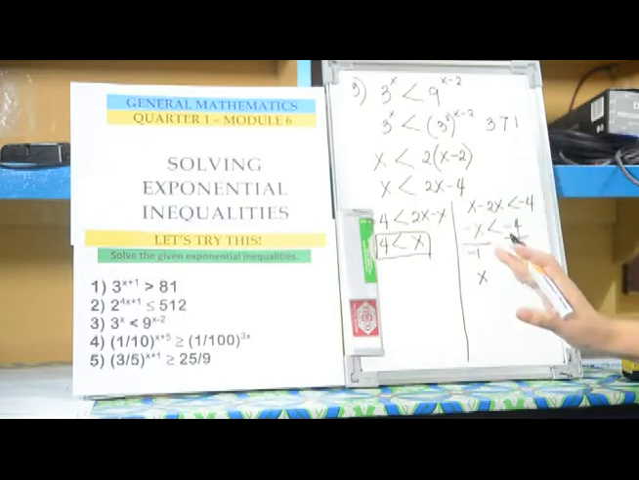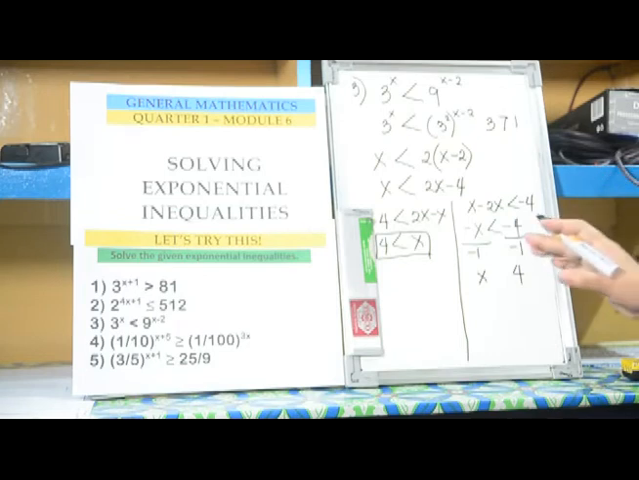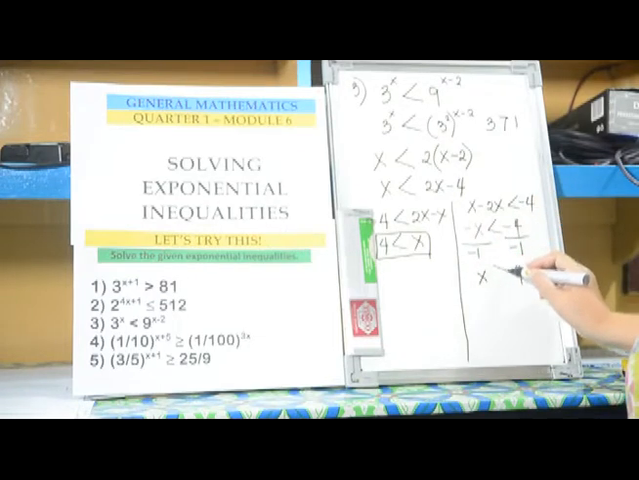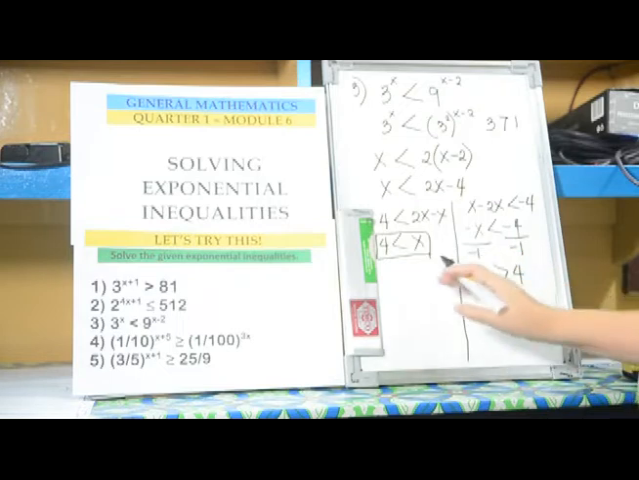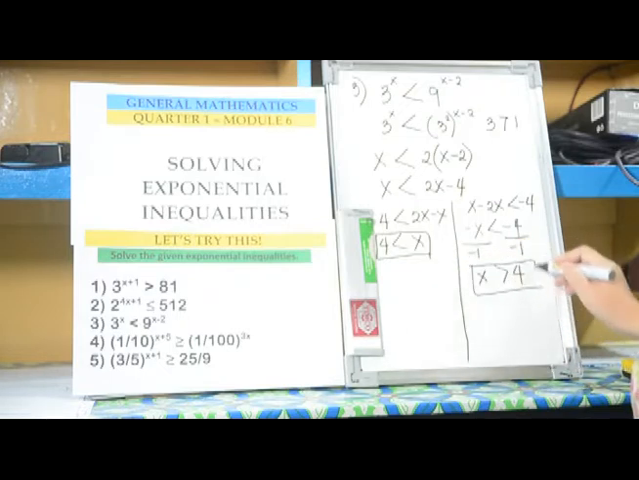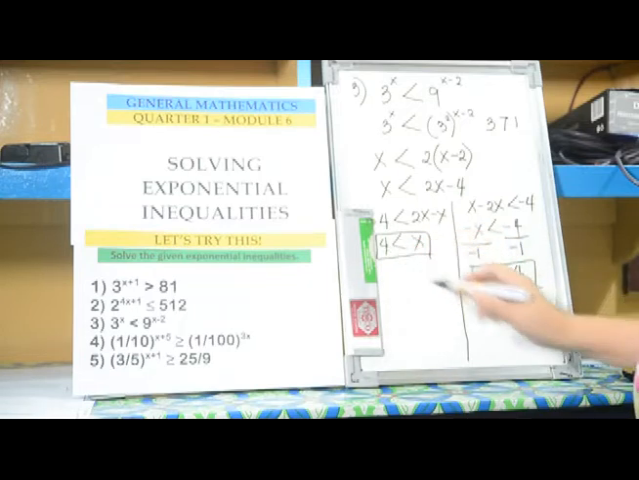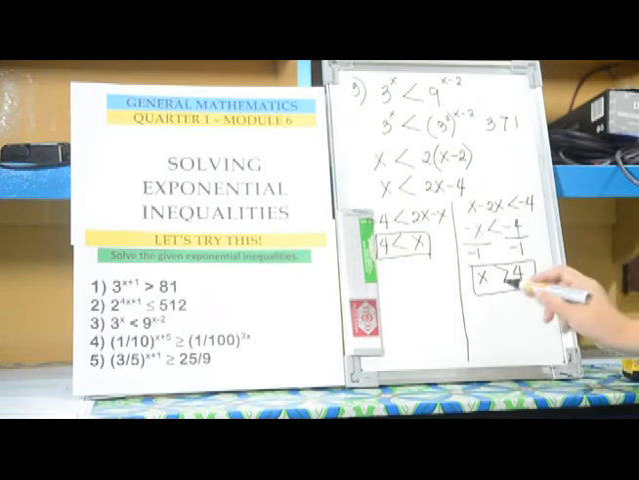Again, in the rules, if both sides are being divided by a negative real number, then you give the reverse way of the inequality symbol. So if this one is less than, it will become greater than. So the solution of the two examples is still the same. That means x is greater than 4.